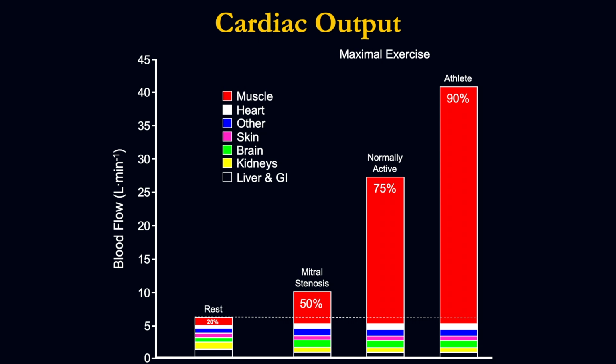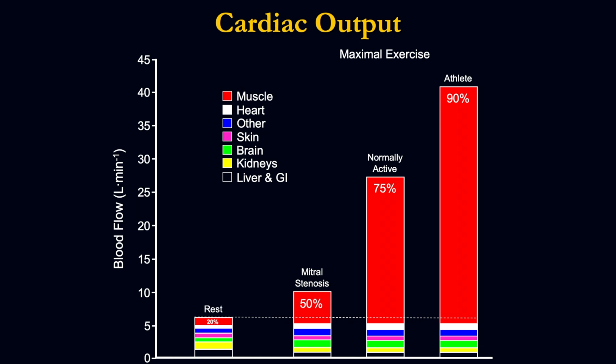In order to accomplish exercise successfully, we have to increase blood flow to the working muscle. And this diagram essentially shows you how we do that. On the y-axis is blood flow in liters per minute, and on the x-axis we have 4 different conditions. We have a resting condition with a dashed line that represents the rest through the other bars.